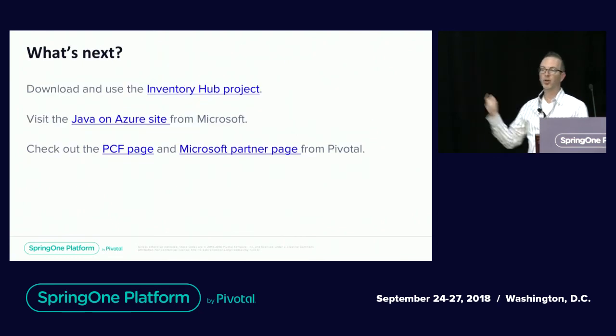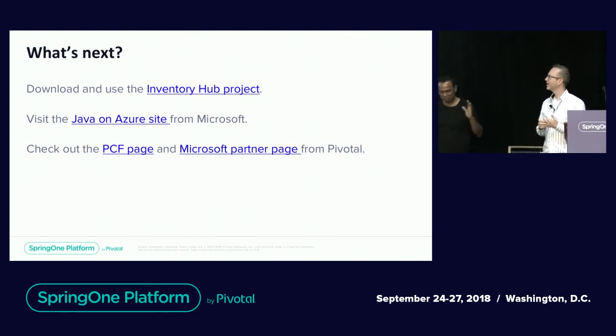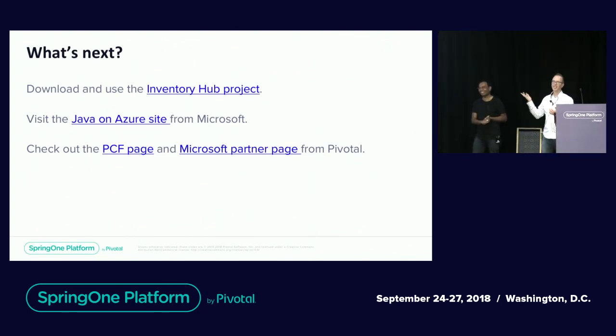So that Inventory Hub project's up on GitHub. You can play around with what we just built. It's all open source because this is now the new Microsoft too. I don't even have to ask you. You just throw it on GitHub. Yep, everything open source. Yeah, so as you get the slides, the links will be there for that. The Java on Azure site from Microsoft is really nice. There's a whole Microsoft partner page that explains what's going on here.